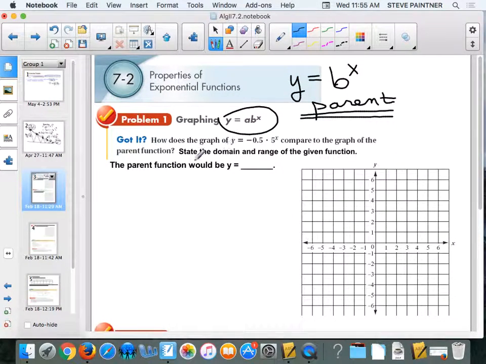Okay, here we go. This will be the parent every time. Y equals b to the x. So guys, when you look at this problem right here, let's bring it over here. I'll write it bigger for you. Y equals what?